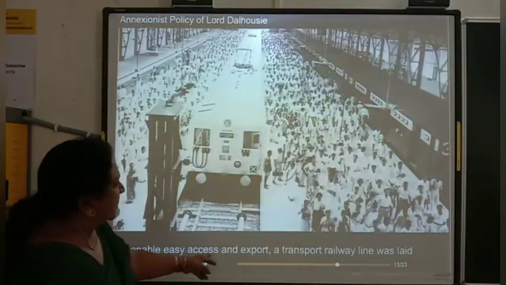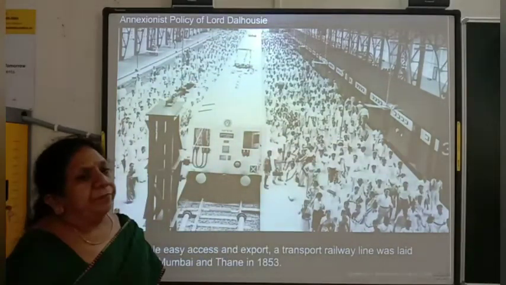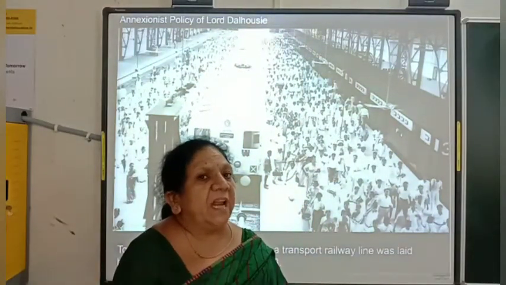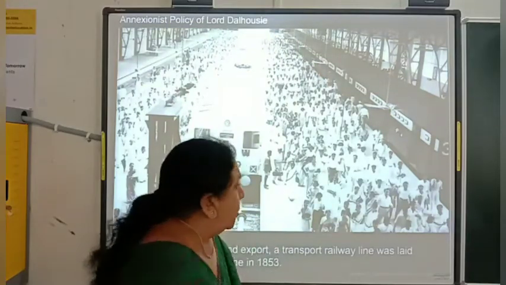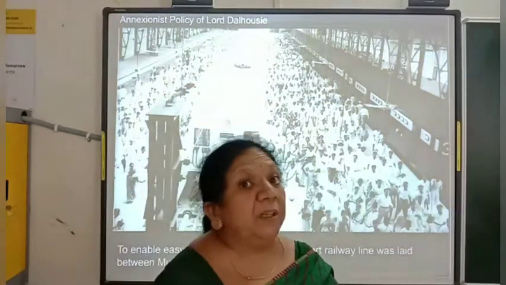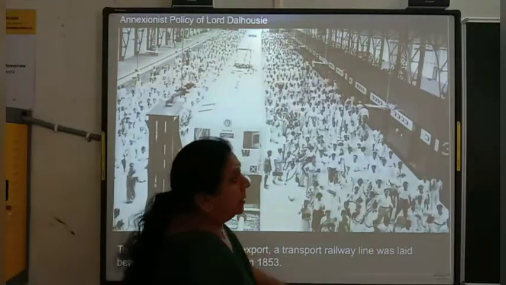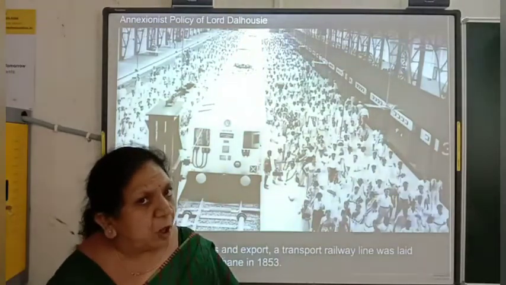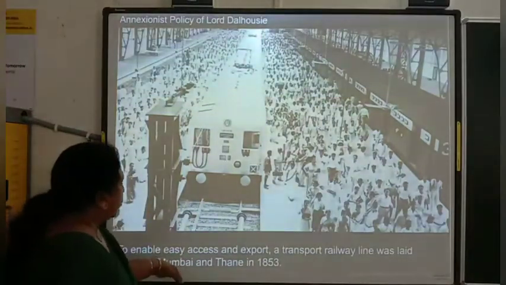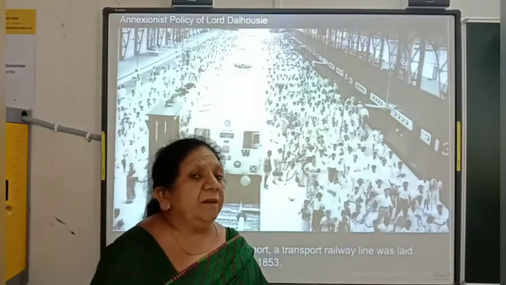To enable easy access, export and transport, a railway line was made between Mumbai and Thane. For the development of trade, to take away the raw materials like cotton and spices, first they made a railway line. It was during Dalhousie's time that the railway line was made between Mumbai and Thane in 1853. They had to reach Mumbai, and then they took the goods by ship, by water transport.